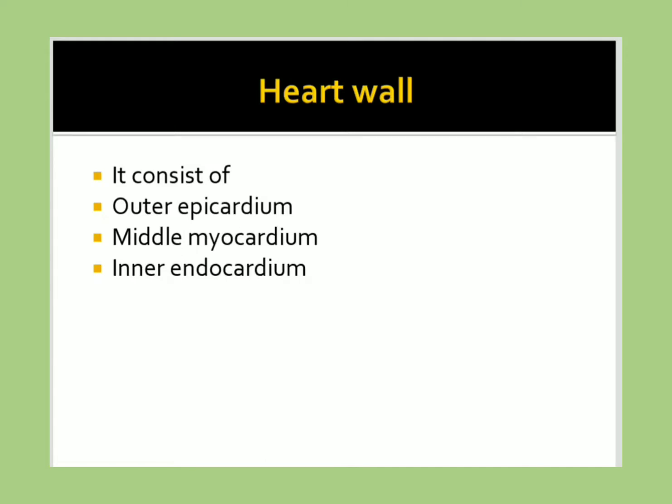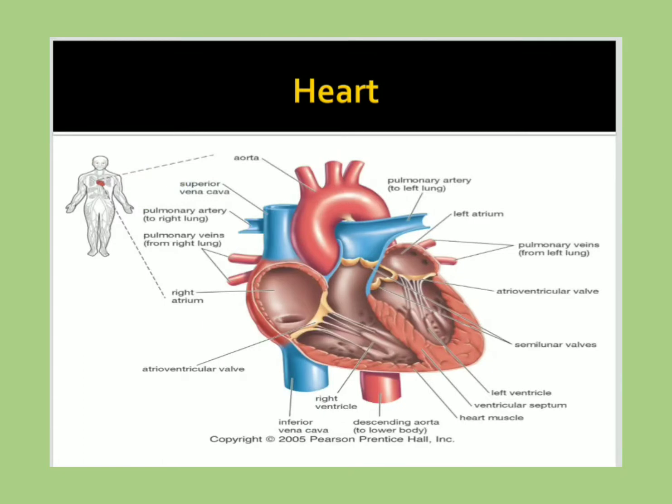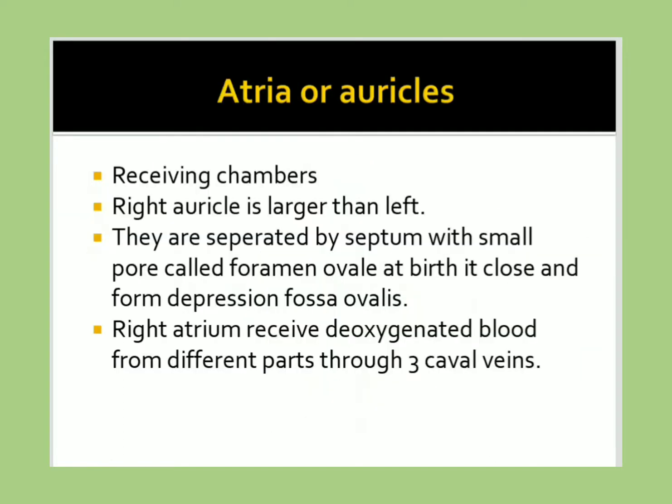Next, coming to the structure, the heart is divided into chambers on the inner side. How many chambers are present in the heart? Four chambers are present: two small upper auricles or atria, and two lower larger ventricles. The upper two smaller ones are auricles, and in the lower region you can see the ventricles. The atria or auricles are the receiving chambers, they receive the blood.